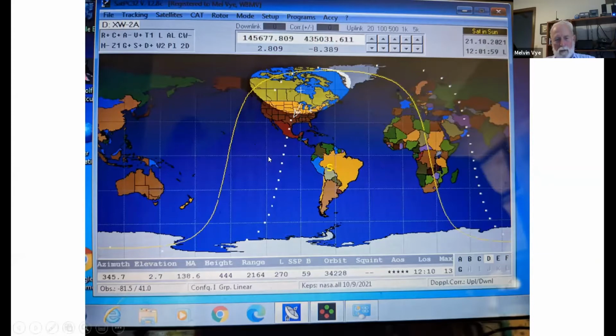Orbit number, this satellite has gone around the world 34,228 times. And this is showing the time at which we'll lose signal. LOS will be at 1210. The AOS is blanked out because we're already in acquisition. Before that, it would have shown the time of acquisition and the time of loss.